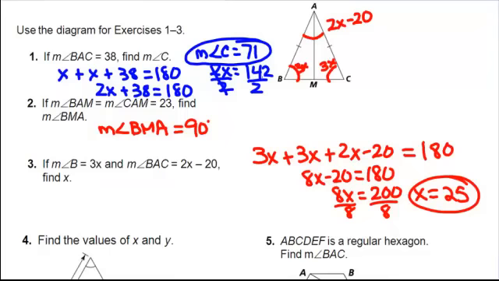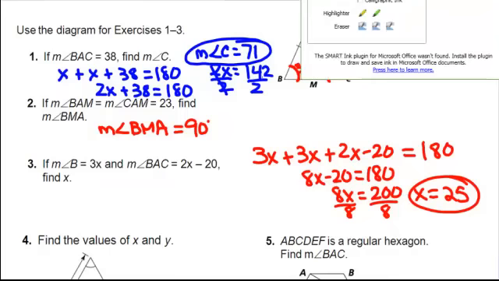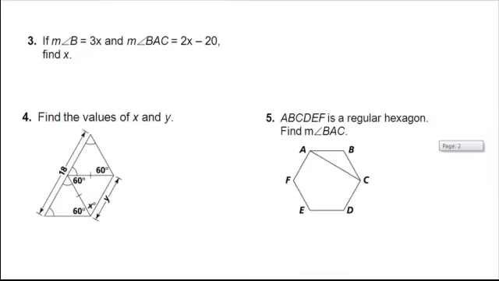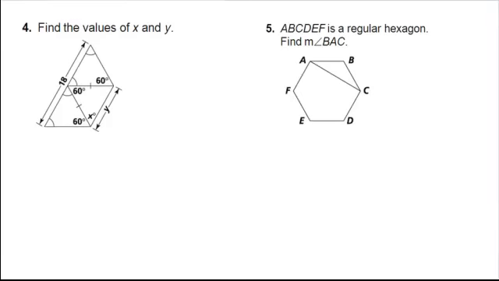Okay, a little more complicated pictures. Let me clear this ink. Find the values of x and y. Now I've got, looks like half of a hexagon in this picture, but I notice these congruent angles. And so I know for a fact that this side must be equal to this side. This side, and the same with this triangle. This side and this side must be equal.